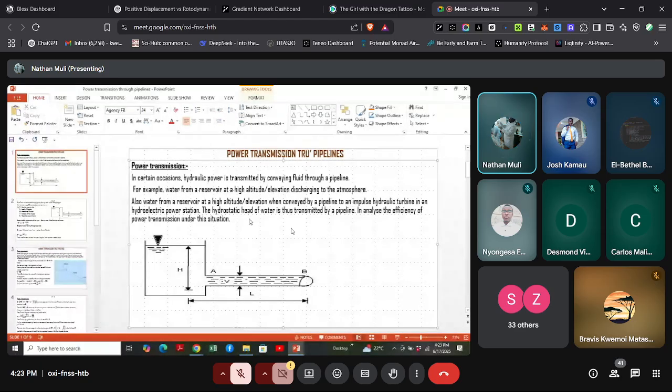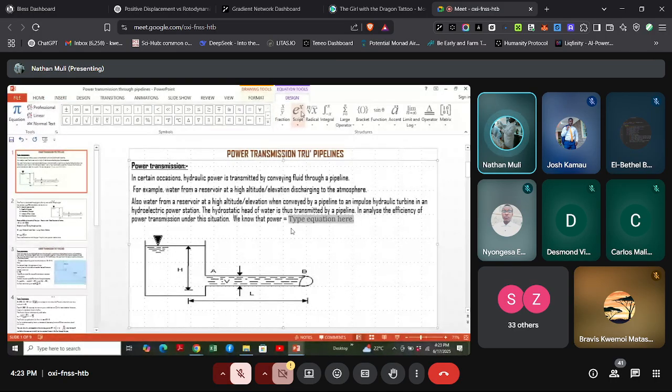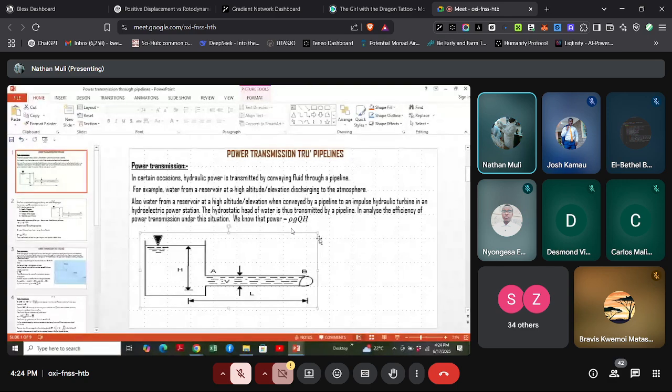We know that P, or power, is equal to rho G Q H, where rho is the density of the liquid.